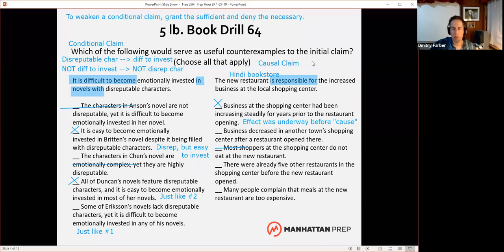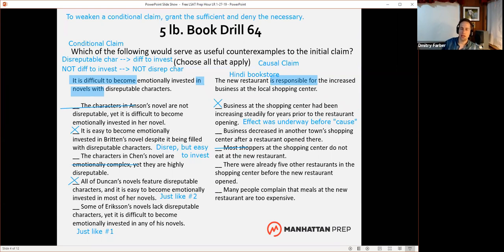Okay. Well, one way to think about it is this. In the first column, we're trying to make a general statement. We're trying to say, if this happens, this happens, right? Anytime there are disreputable characters, it's difficult to invest. In the second one, we're showing that two things already happened. We already know that there was a new restaurant, and we already know there was more business. We're not worrying about if there is more business or not. We know there was. What we're worried about is why.